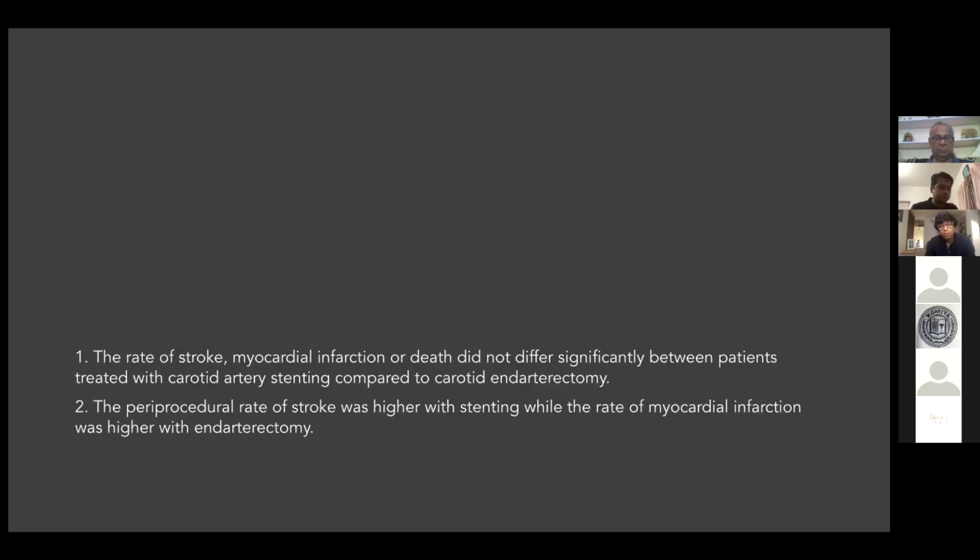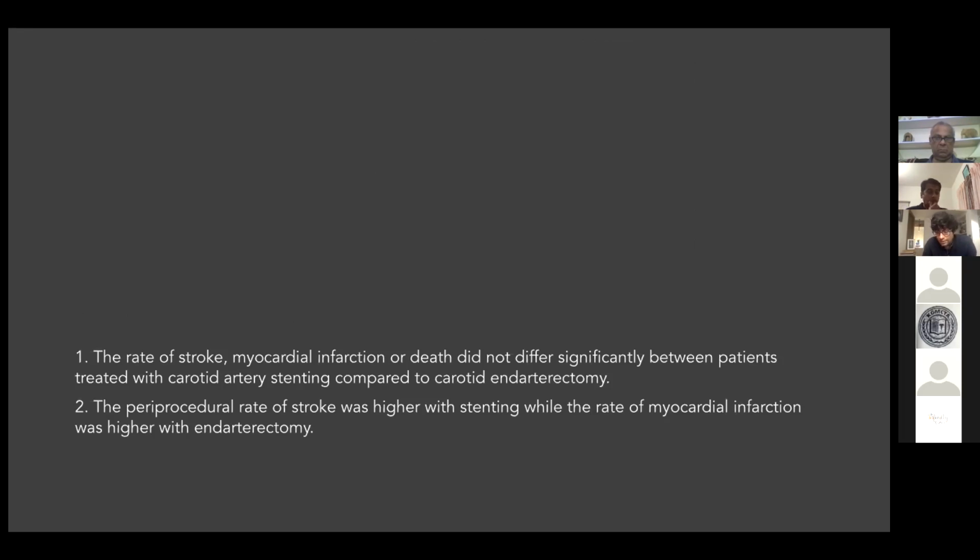And what they found was that more or less there was parity between both procedures, carotid artery stenting and carotid endarterectomy. The primary composite endpoint was stroke, death, and myocardial infarction. And what the trial finally established was that the composite endpoint was the same for both carotid artery stenting and endarterectomy.